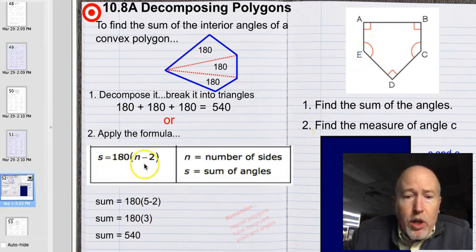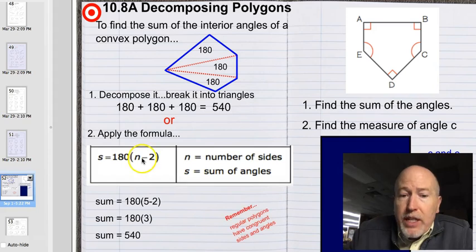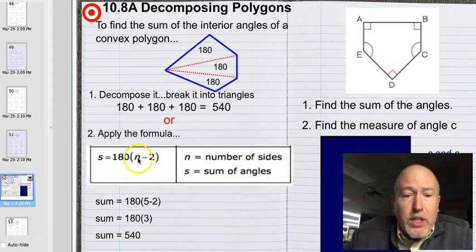Okay? You can also use this handy-dandy formula. You can take the number of sides, subtract 2, and multiply it by 180. Let's try it. There were 5 sides here, right? We take 5 minus 2, which leaves me 3. We multiply it by 180, and we have 540 degrees.